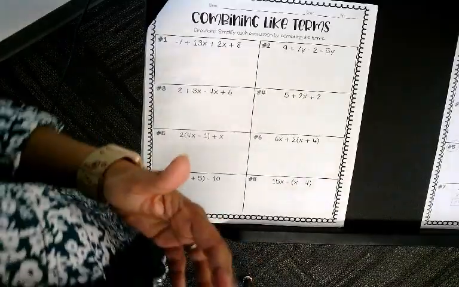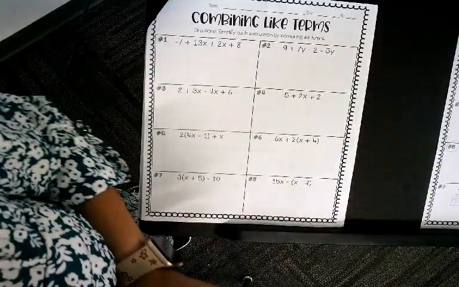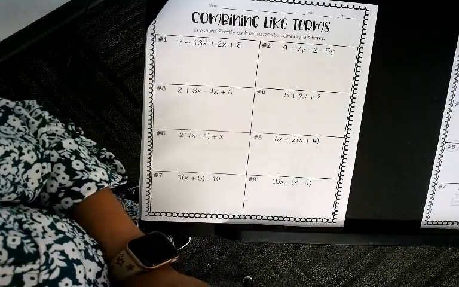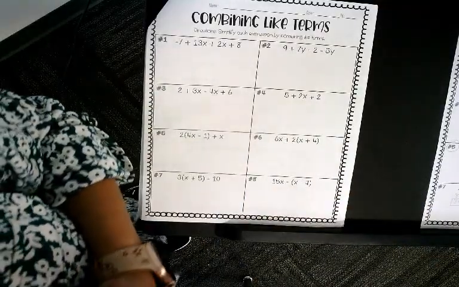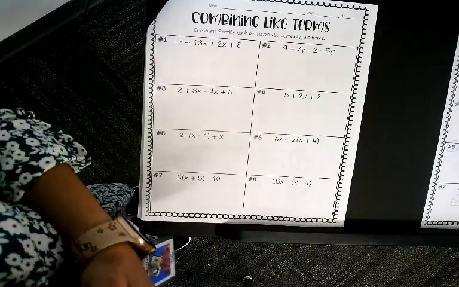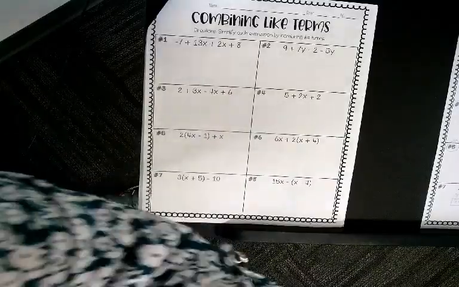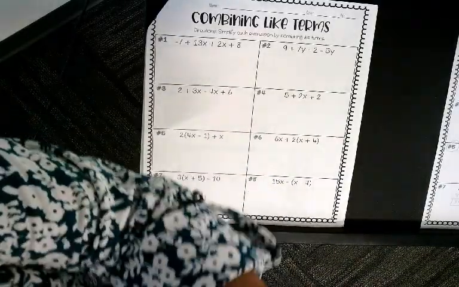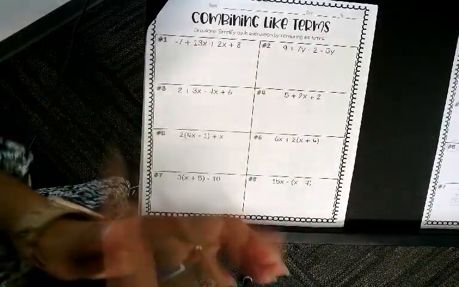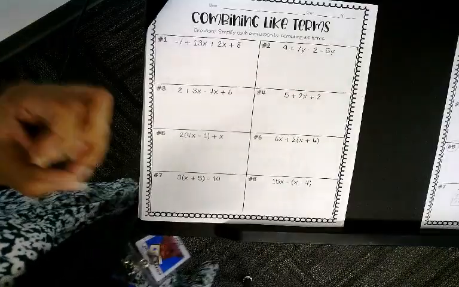Okay, what does it mean by a like term? Same variable. If they have a variable, it will be the same variable. So if it is x for one of them and the other one is x, they're like terms. If it is x squared on one term and the other one is x squared, they're like terms. If it is xy in one term and the other one is xy, they're like terms.